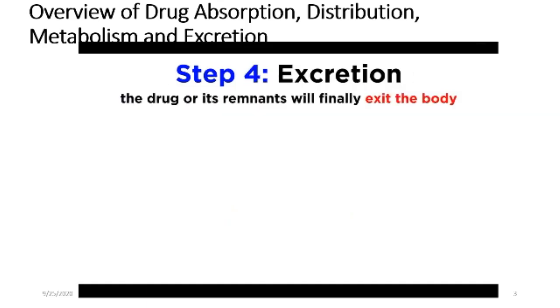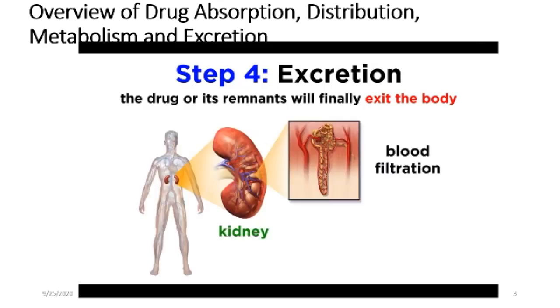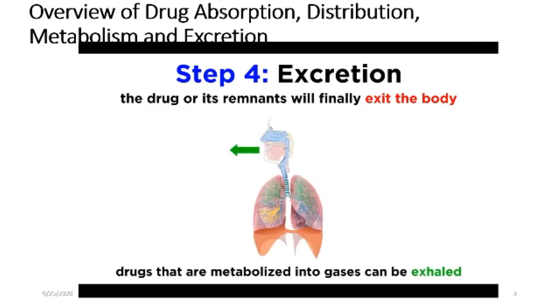Finally, after metabolization, there is excretion, where the drug or its remnants exit the body. This is typically done via exhalation, sweating, urination, or defecation. The kidneys are heavily involved in this process as they must remove harmful substances from the bloodstream. Some drugs are metabolized into gaseous form and are thus easily exhaled.